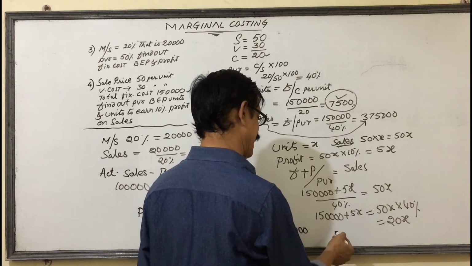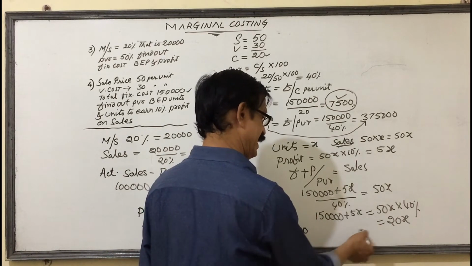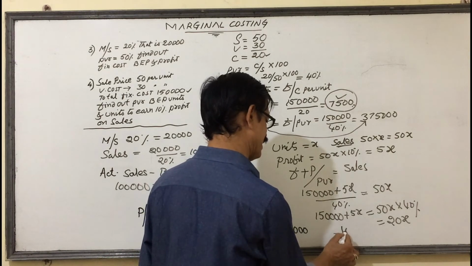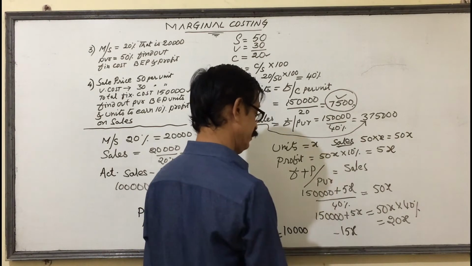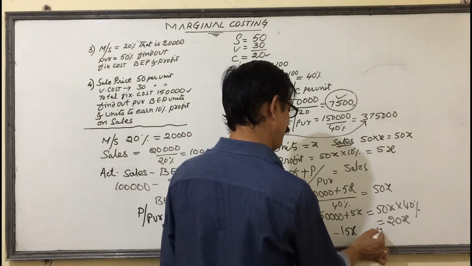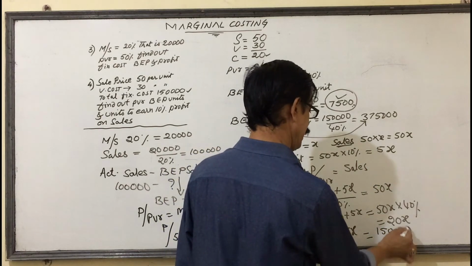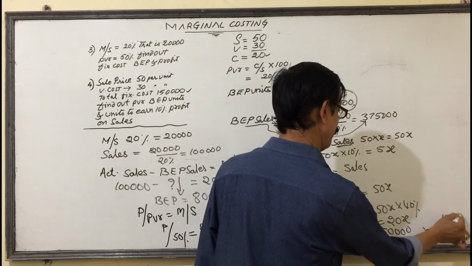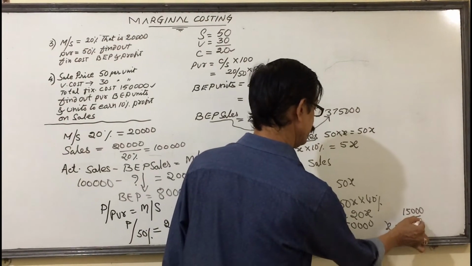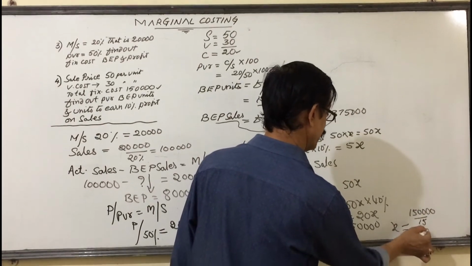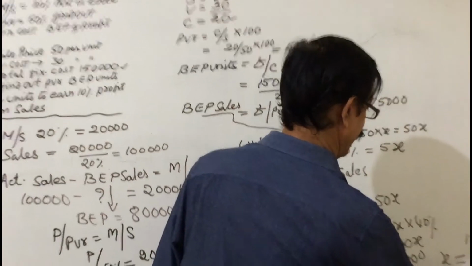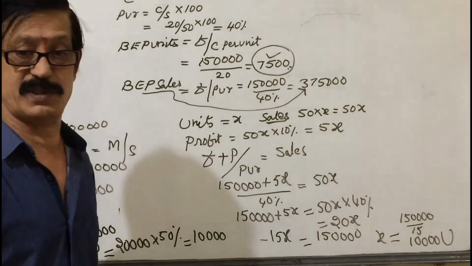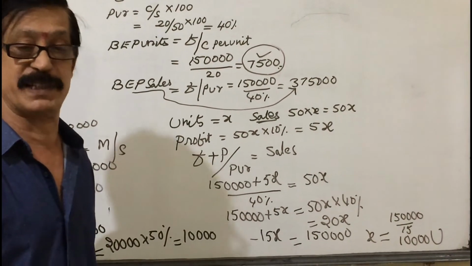If it is X, we are taking it to one side. It is minus 20X plus 5X, which is equal to minus 15X, that is equal to 1,50,000. Therefore, X is equal to 1,50,000 divided by 15, 10,000 units. That means if you sell 10,000 units, you will get 10% profit.